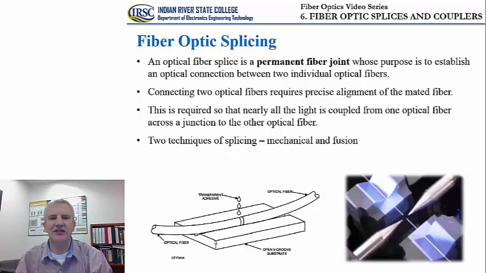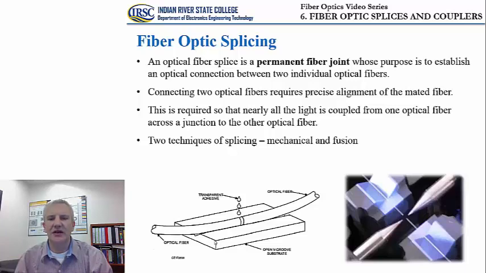This transparent adhesive has very similar optical properties to the glass cores. So in a sense, when the light comes to this junction during the propagation, it will not be refracted or reflected, but it's going to pass through the junction into the other side, to the other optical fiber.